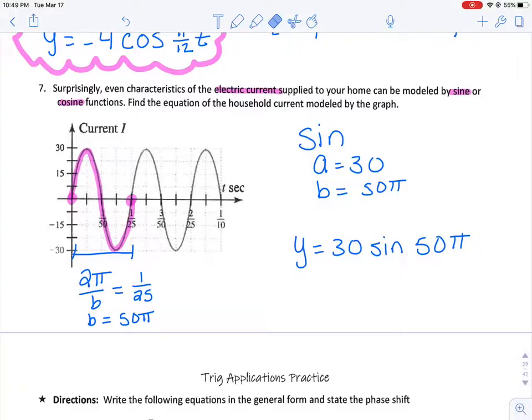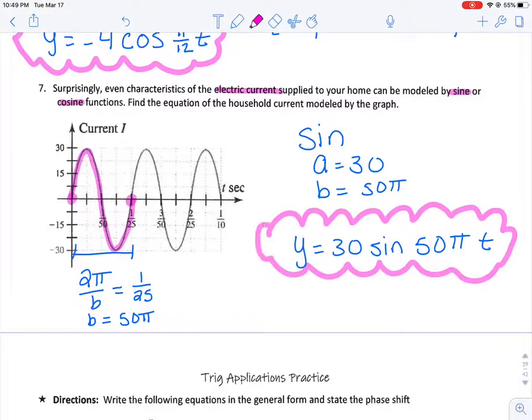Please make sure pi is not a variable. Pi is an irrational constant. So if you didn't have that t there, that wouldn't be a correct equation. So please just make sure that you have that t there.